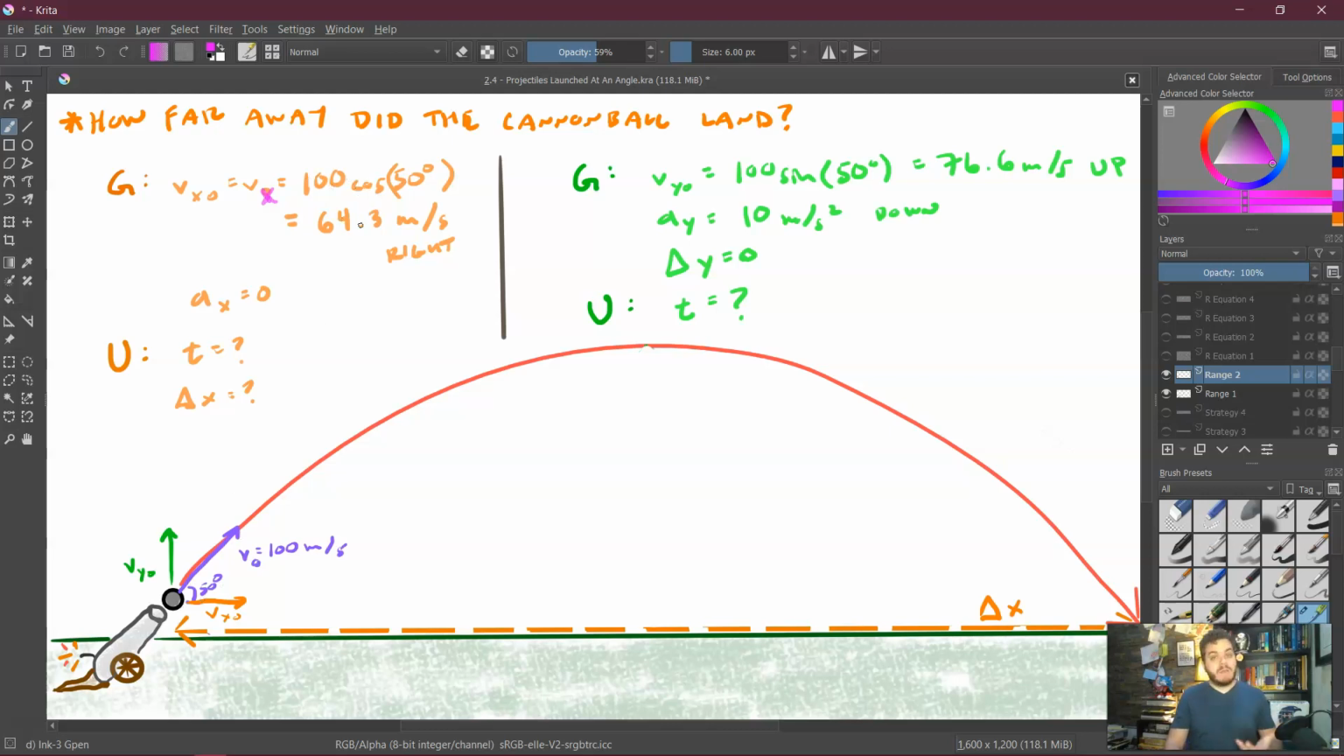And if you take your calculator, you plug that in, you're not going to do that in your head, you get about 64.3 meters per second to the right. Additionally, we know the acceleration in the x is equal to 0. The unknowns we have are time and delta x. Now let's look in the vertical dimension.